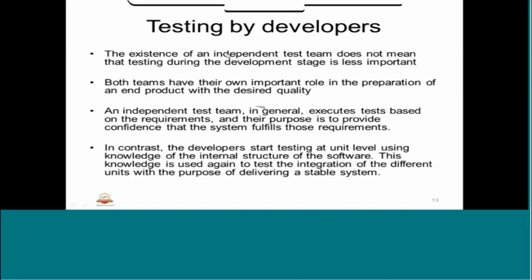The existence of an independent test team does not mean that testing during the development stage is less important. It is equally important to have testing done at development time. Both teams have their own important role in the preparation of an end product with the desired quality. The independent test team has its own role, whereas the developers as testers have their own responsibility. The end product should have high quality. That is the desired goal.